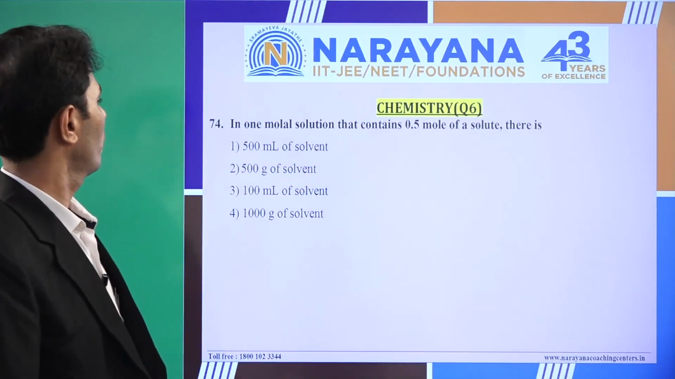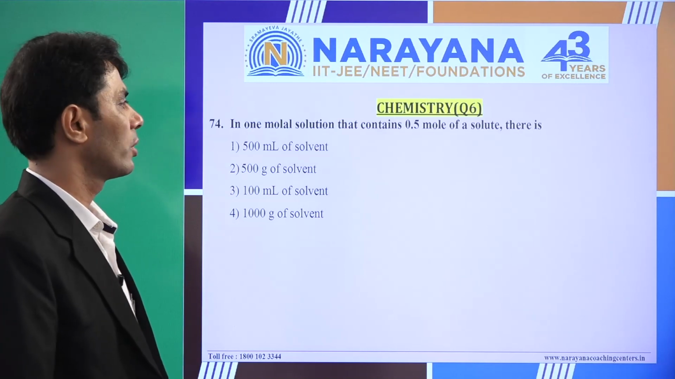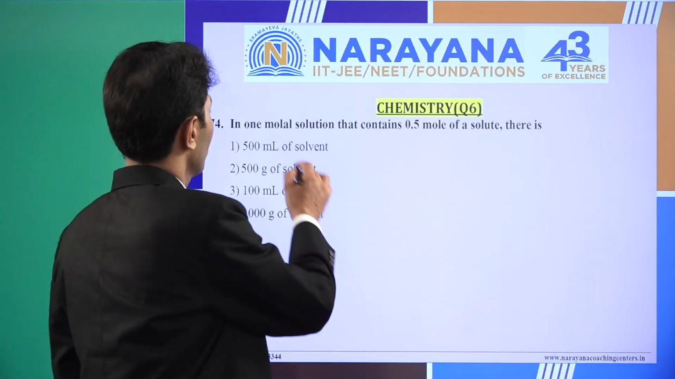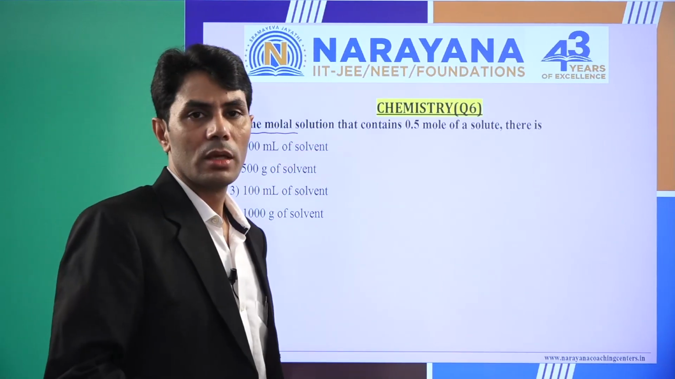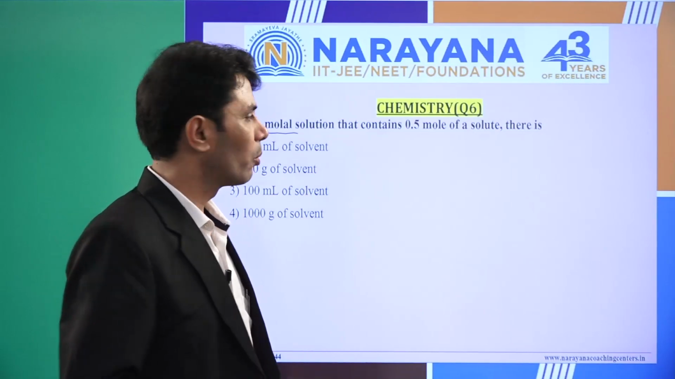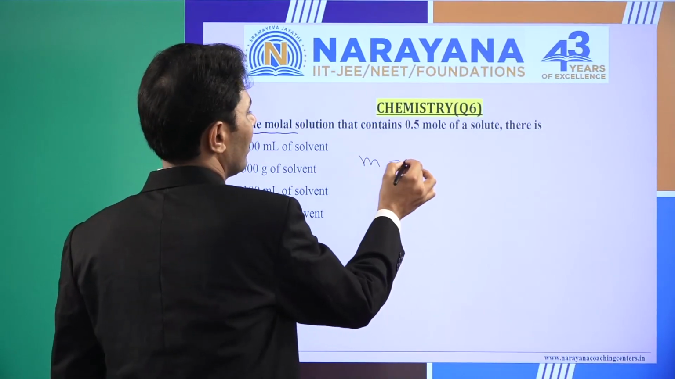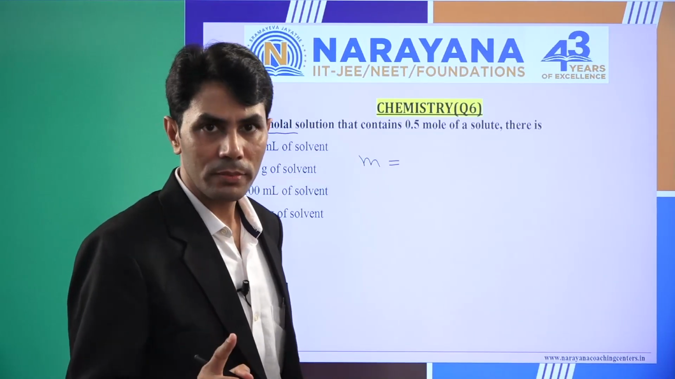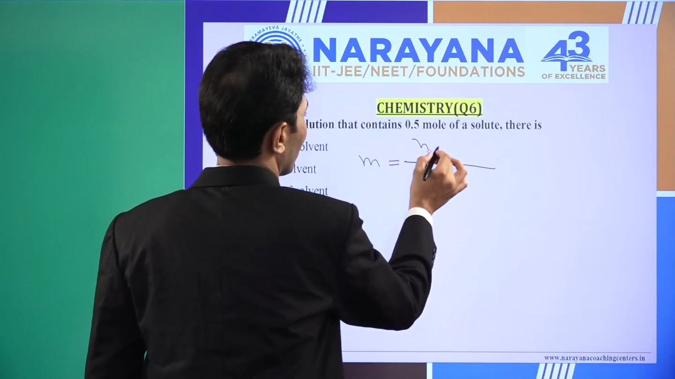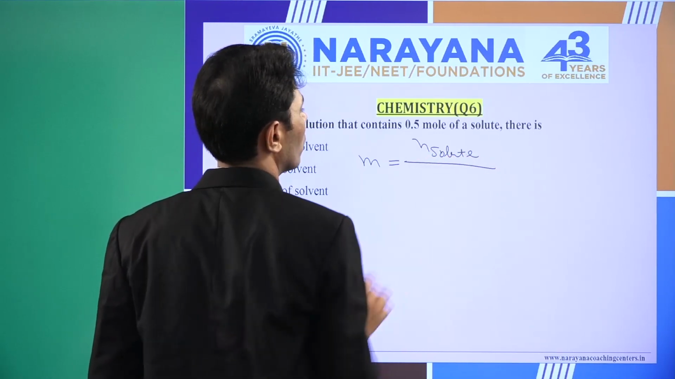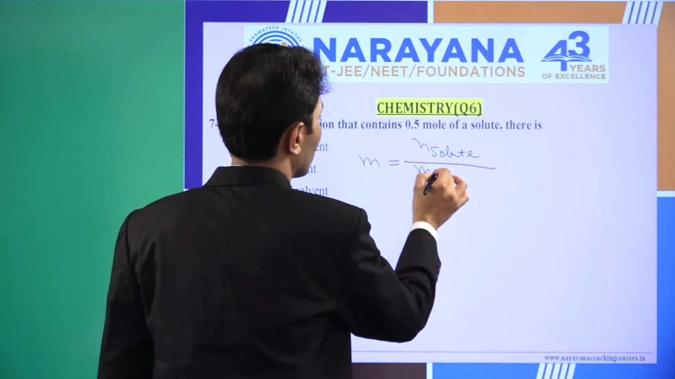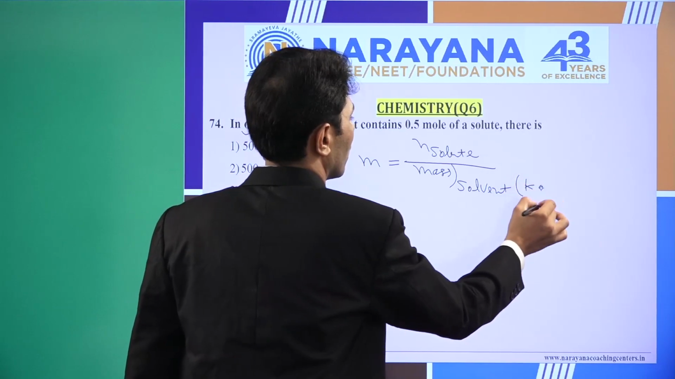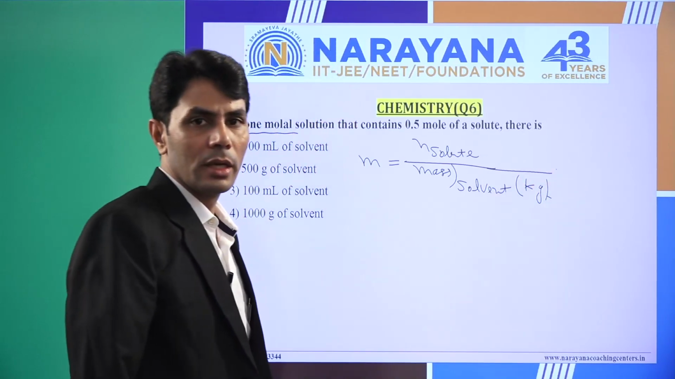Next one is, in a 1 molar solution that contains 0.5 moles of solute, a very simple case. Very simple question. What is 1 molar? A solution having molarity 1. What is molarity? Molarity is the number of moles of solute which are dissolved in 1 kg solvent, right? Number of moles of solute divided by mass of solvent, in which unit? kg. Mass of solvent in kg.